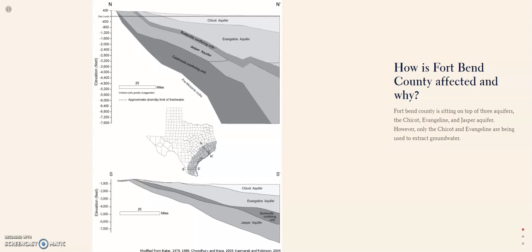Here I added a bit of information about the aquifers used for the groundwater extraction. This whole coastal area right here sits on the two aquifers used for extraction, which are the Chico aquifer and the Evangeline aquifer.